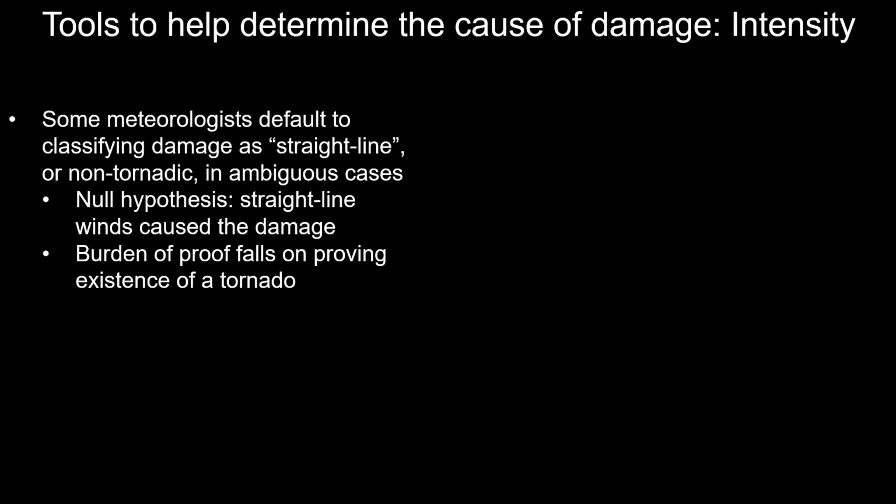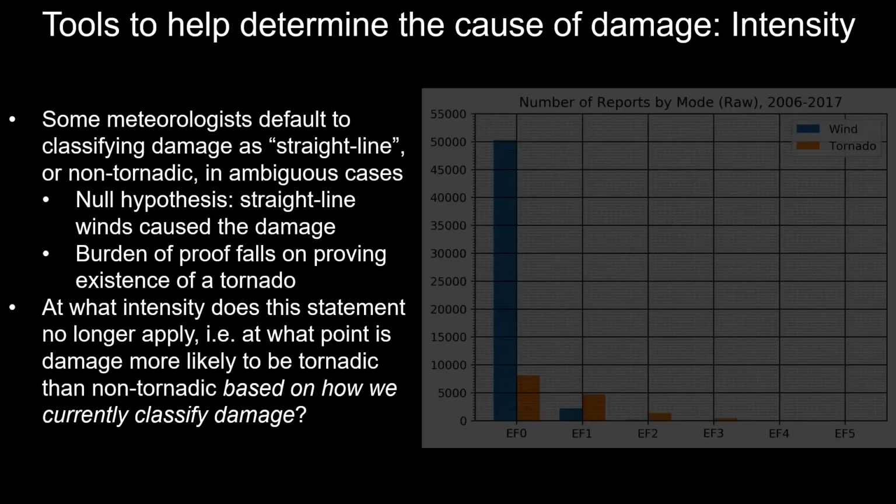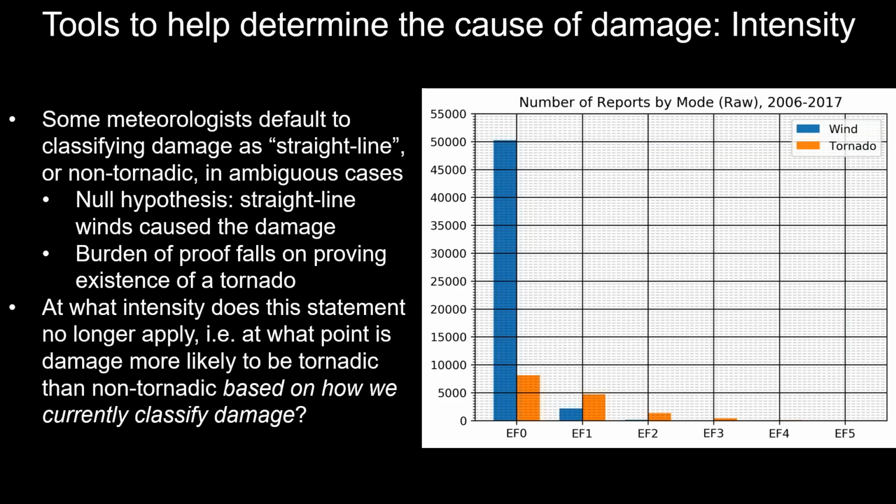And so the question I pose is, at what point, based off the intensity of the damage, does the underlying assumption that I have to prove it's tornadic not necessarily apply, based on how we currently classify damage? And so where I play fast and loose with statistics, and I'll get into the issues, of course, with storm data in a minute, is that I took all storm data tornadoes from 2006 through 2017 and all storm data wind reports. I lumped the storm data wind reports into the EF scale wind ranges, and I compared the incidence of documentation for the different EF scale categories.